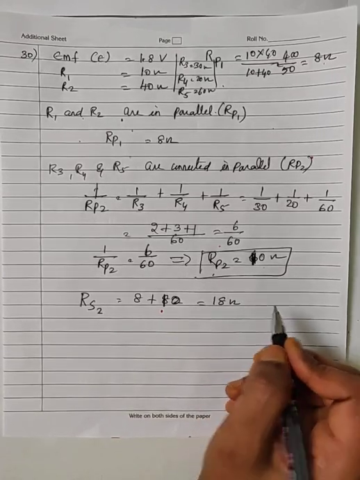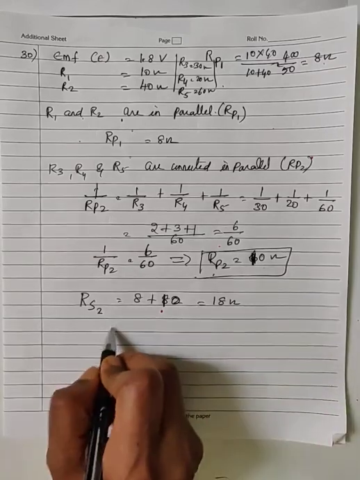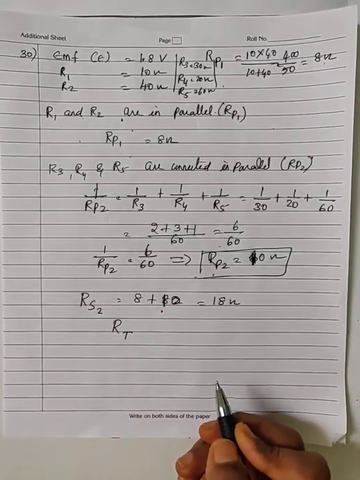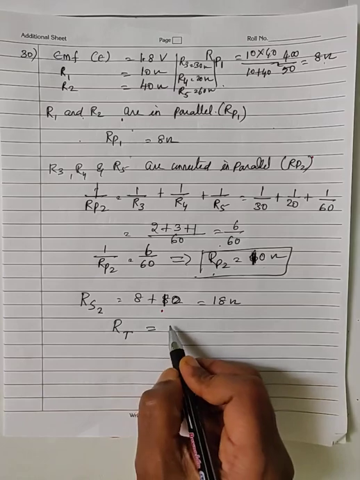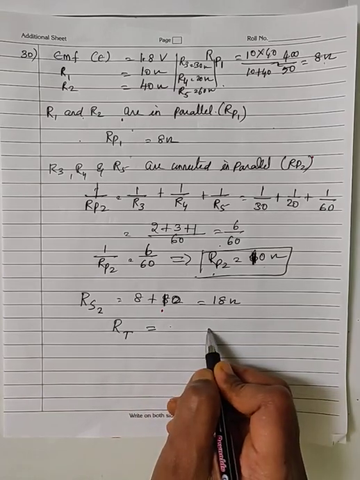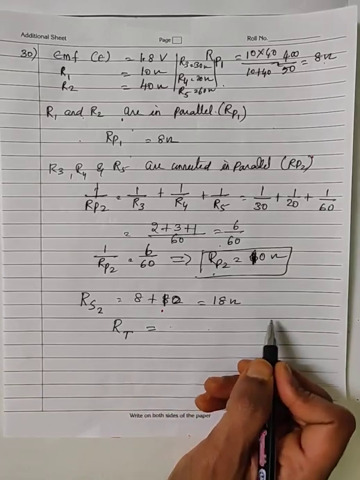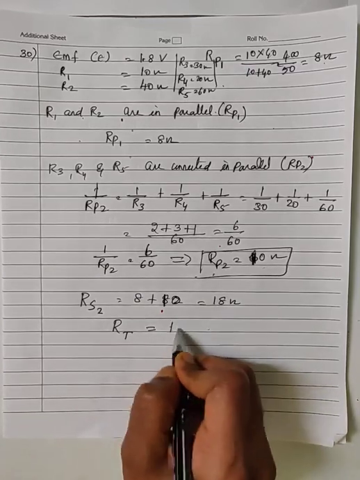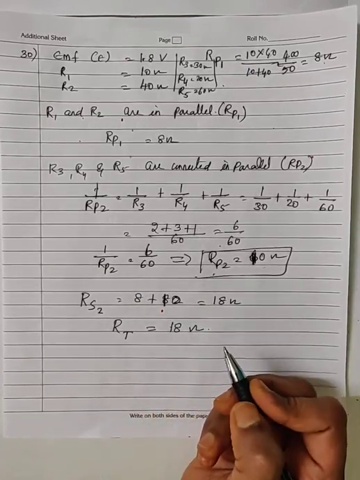So the very first question, you are asked to find out the total resistance in the circuit. The total resistance is represented by the symbol RT, which is equal to external resistance plus internal resistance. The internal resistance is equal to 0. So total resistance is equal to external resistance. The value is equal to 18 ohm.